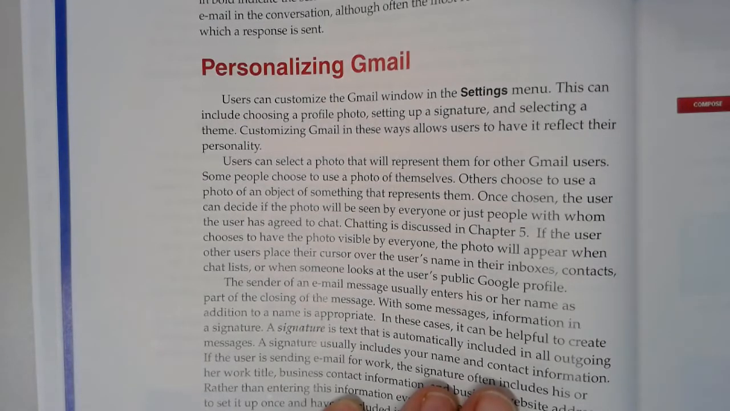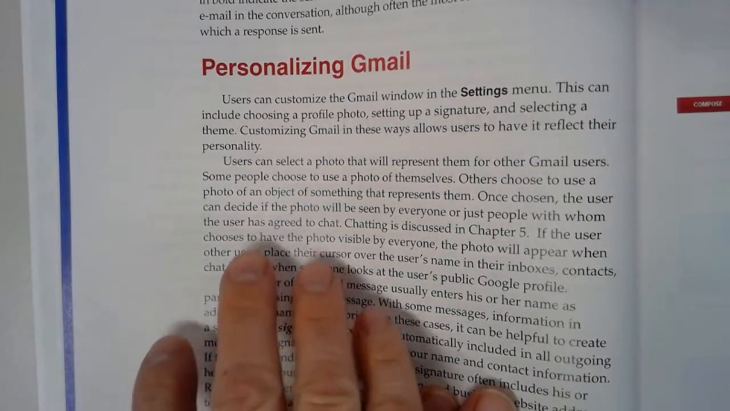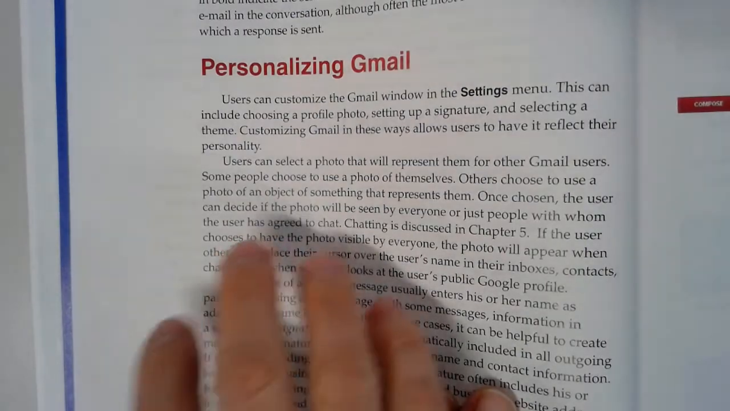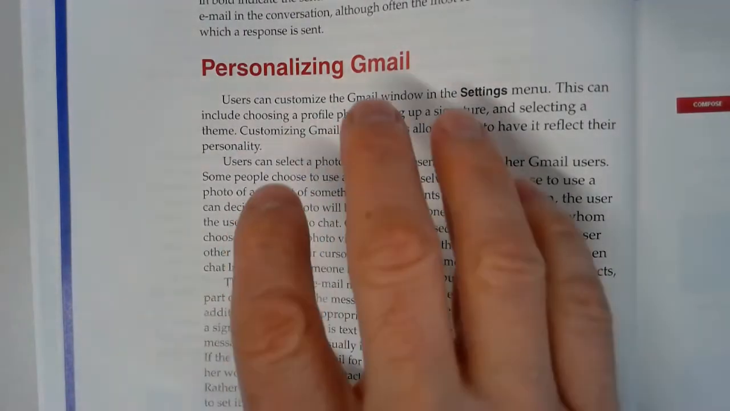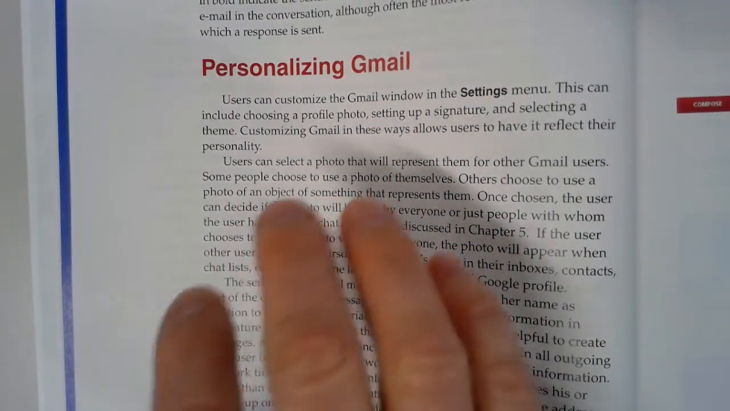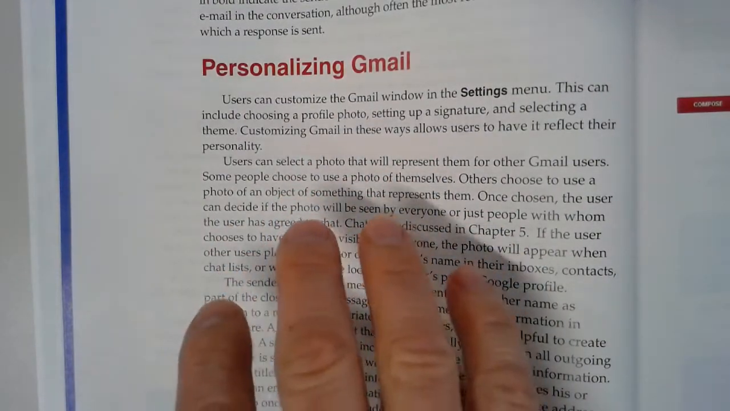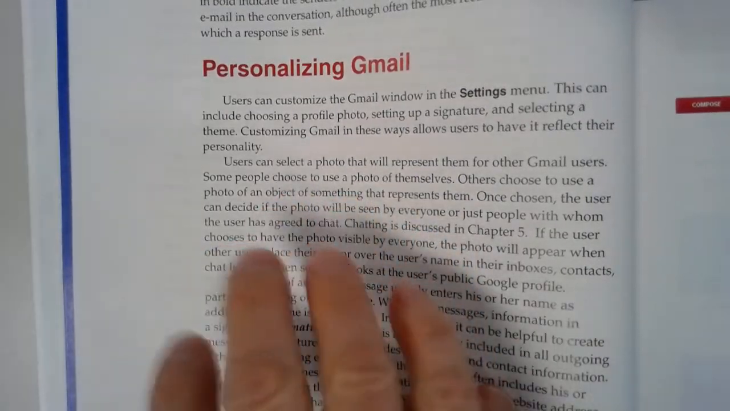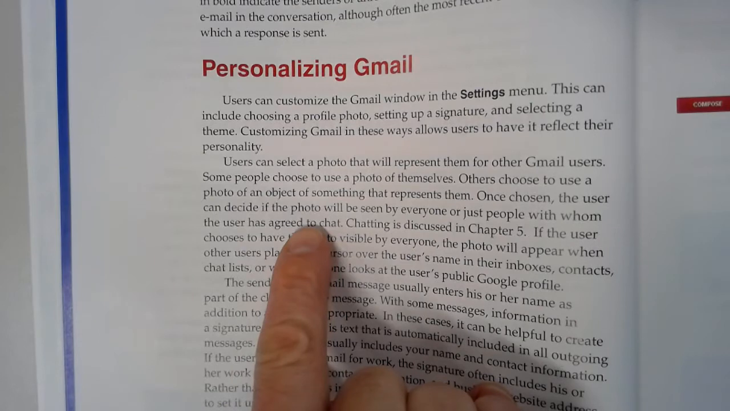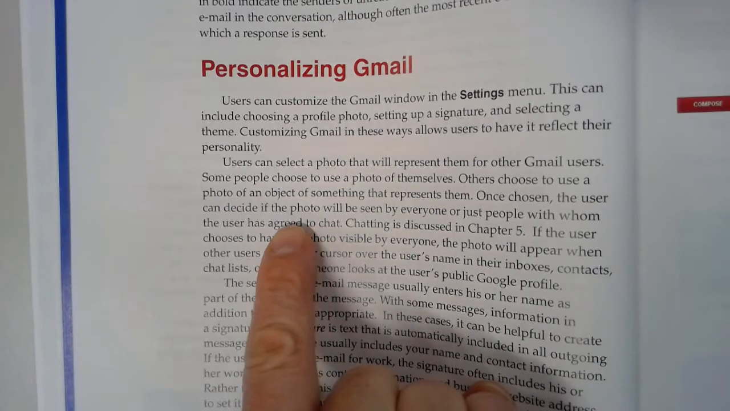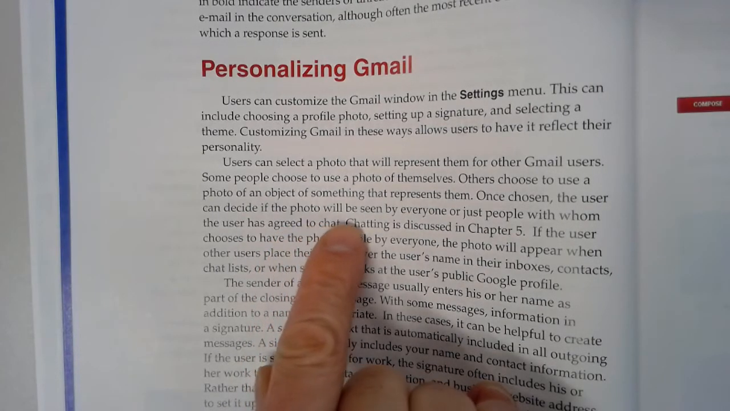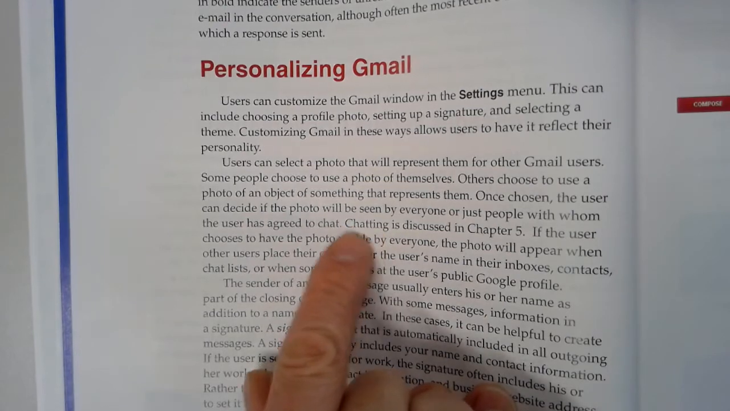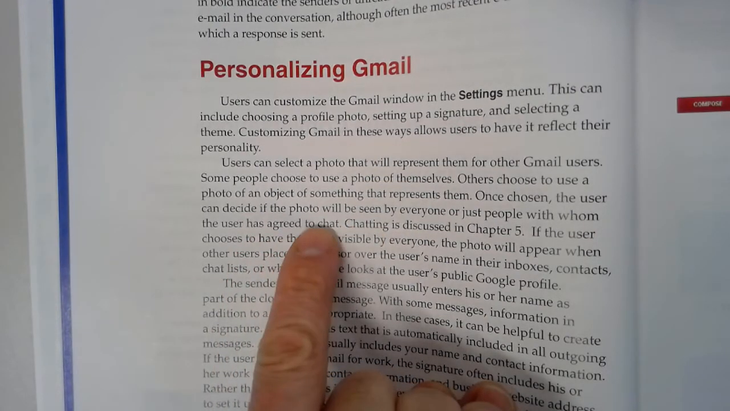So if you're really big into music, maybe there's a favorite band, you could sit there and theme your background to better represent that music genre or band. Maybe you're into sports. Maybe you're into reading or art. Any of those could be something that you reflect there on your screen. But let's go on. Once chosen, the user can decide if the photo will be sent by everyone or just people with whom the user has agreed to chat.